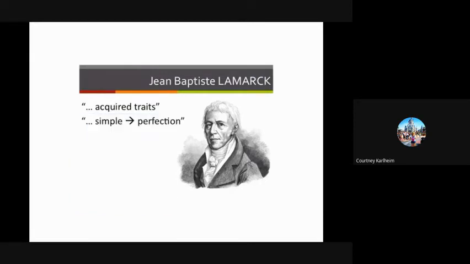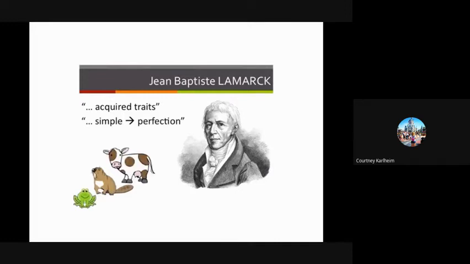Unlike Darwin, Lamarck believed that living things evolved in a continuously upward direction from dead matter through simple to more complex forms toward human perfection. Therefore, species didn't die out in extinctions. Lamarck claimed that instead they changed into other species.